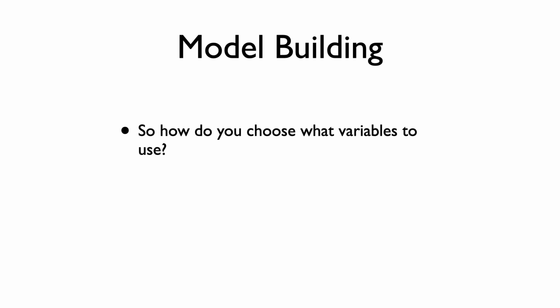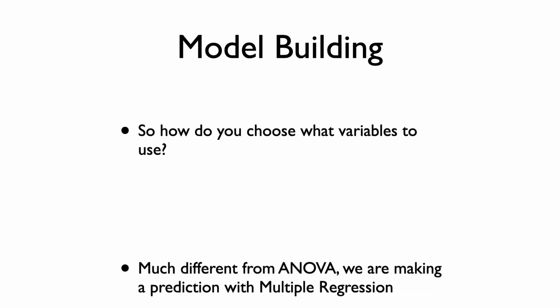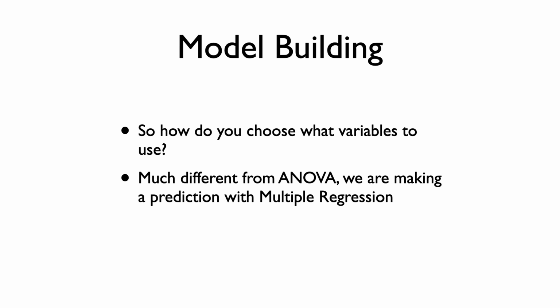So how do you choose the variables? That's what he was trying to figure out. That's what anybody would be trying to figure out. This is different than ANOVA, right? Because in ANOVA, we're trying to find out what variables had an effect. Here we're trying to say, do they have an effect, and we want to use them to make a prediction. So regression's a touch bit different.